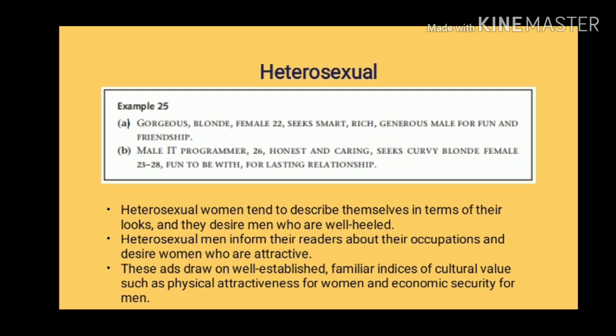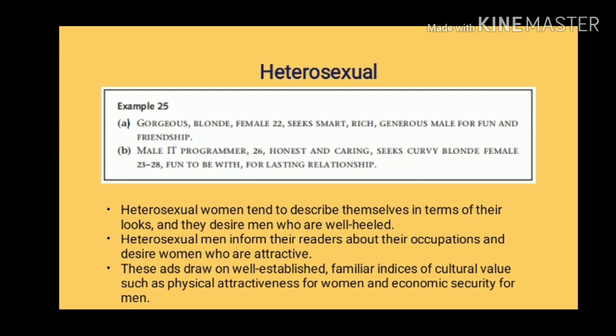In this slide, we will talk about how heterosexual men and women use certain words to describe themselves. These are two different personal ads of a man and a woman. In the first advertisement, a woman describes herself as gorgeous, blonde, female, 22, seeking smart, rich, generous male for fun and friendship. While in the second advertisement, a man describes himself as an IT programmer, 26, honest and caring, seeking curvy blonde female about 23 to 28, fun to be with, for a lasting relationship.